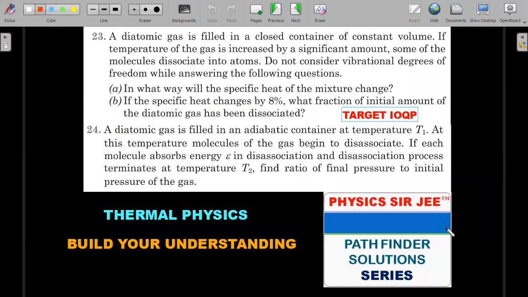These are the practice problems that I would request you to solve, especially for those interested in JEE Advanced and IOQP, the Indian Physics Olympiad, that's going to be held within no time. So please make sure that you try these two problems from Pathfinder. Both the problems are on dissociation, very simple, decent, and easily solvable questions, but very important conceptually. I'll come up with the solutions of these as usual in the Pathfinder solution series, so you can wait till that point of time or check your answer in that particular book.